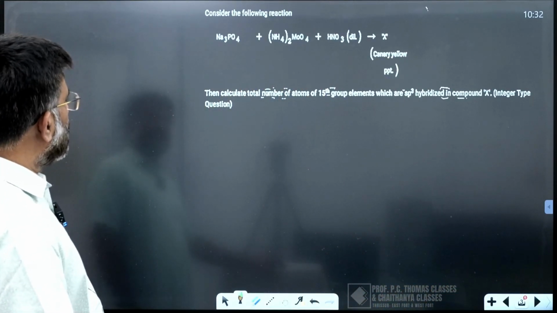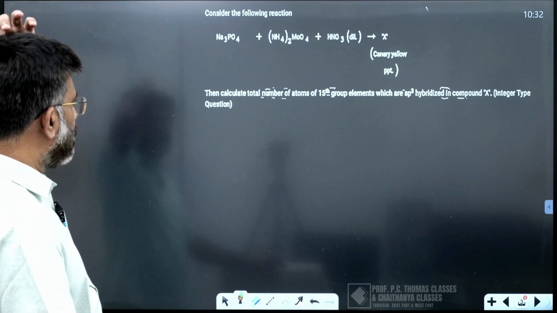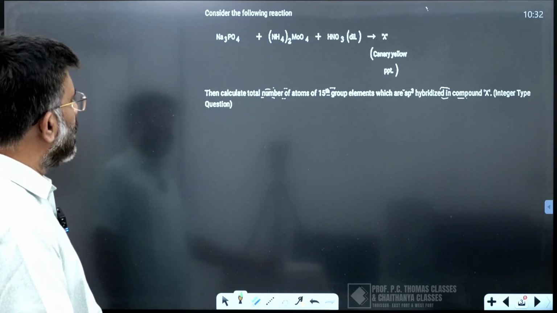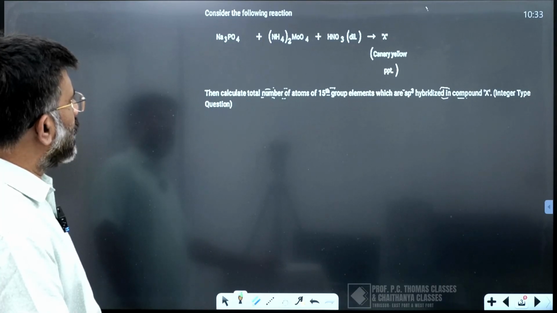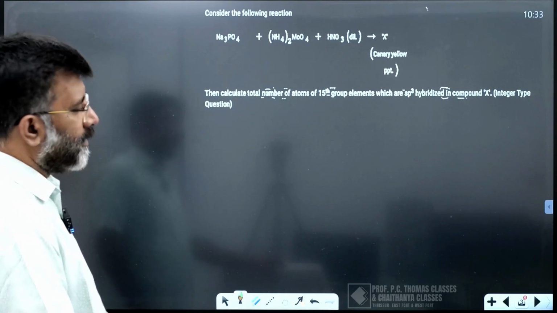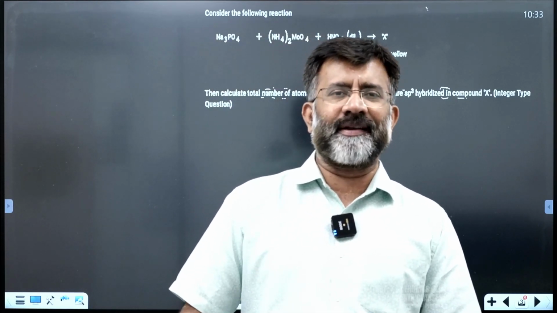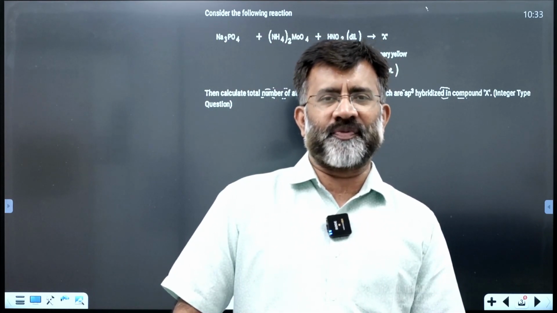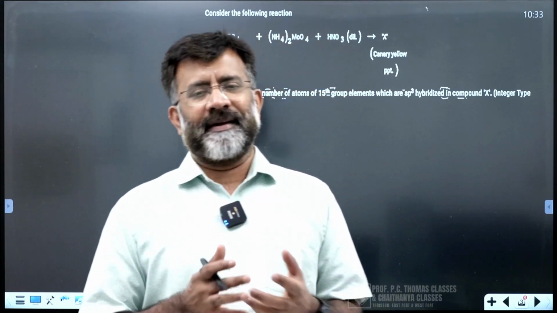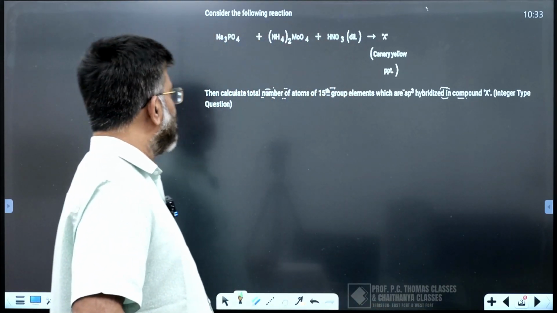Consider the following reaction: sodium phosphate with ammonium molybdate and dilute nitric acid. You get a canary yellow precipitate. Test for phosphorus, qualitative determination of phosphorus, and the reactions are directly from the NCERT.